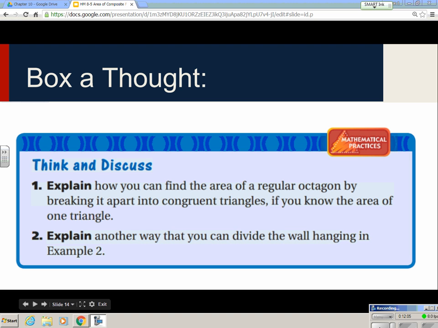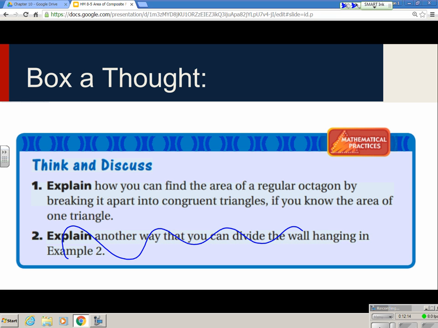Here is your box of thought for today. And for today, I'm actually going to make it a little simpler for you. Just do number 1. We're not going to worry about that one. So I'll explain how you can find the area of a regular octagon, 8-sided shape, by breaking it apart into congruent triangles. If you know the area of one triangle, how would you be able to know the area of the entire octagon? Tell me how you could do that.